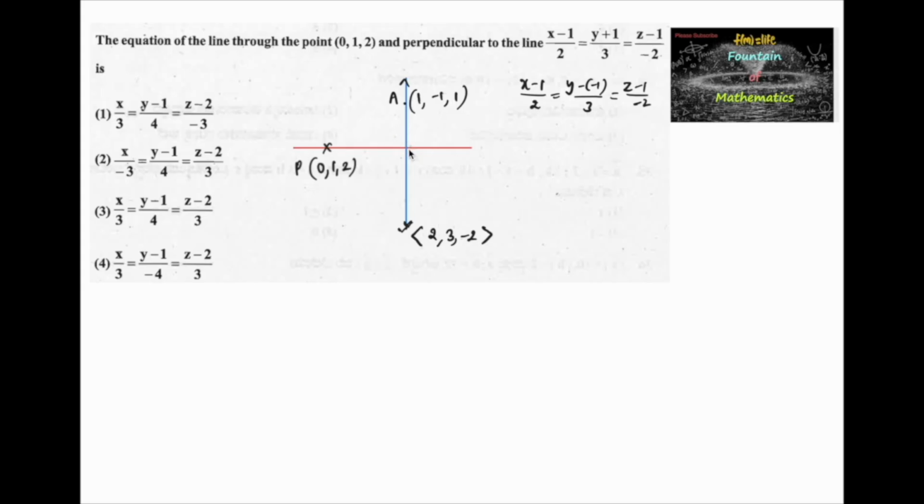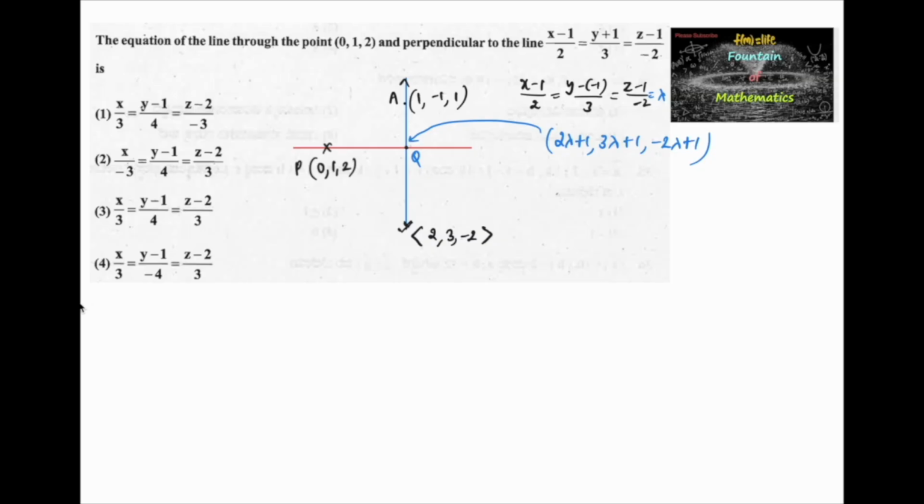Let us consider a general point on the line by taking the ratio equal to lambda. So we can write (2 lambda + 1, 3 lambda − 1, −2 lambda + 1). So let us consider this is the general point here. Say this is Q.